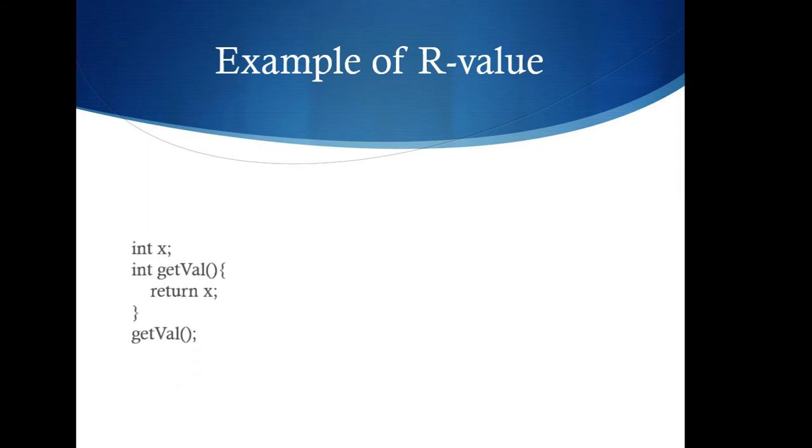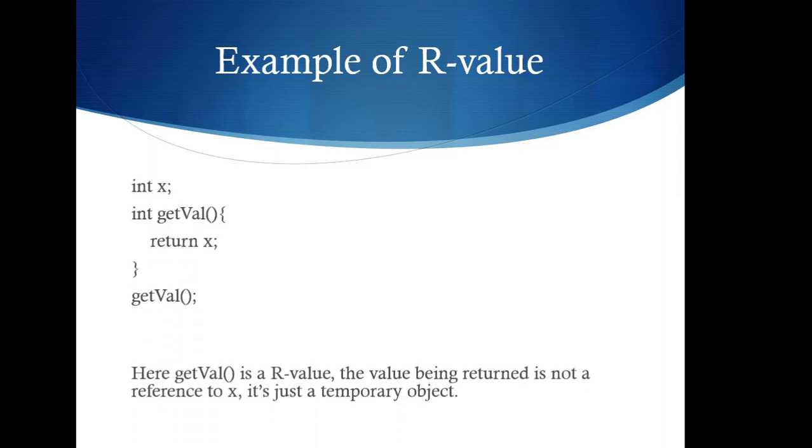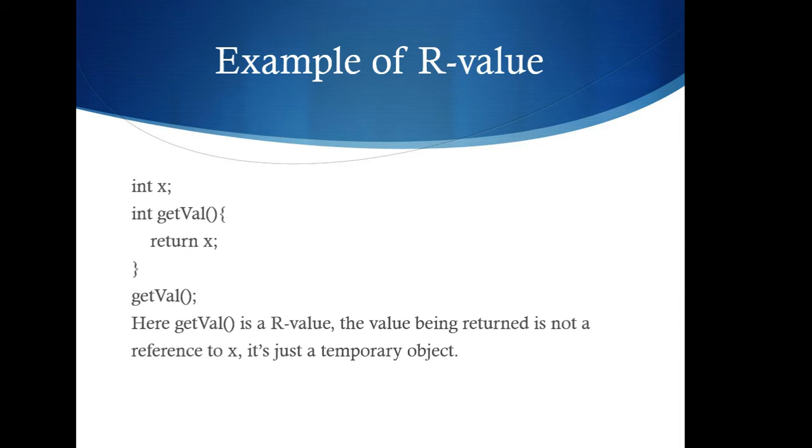Moving on to an example. The following gives an example of R value. Here, the getValue function is an R value because the value being returned is not a reference to X, it's just a temporary object.